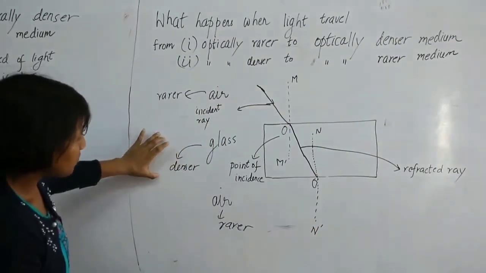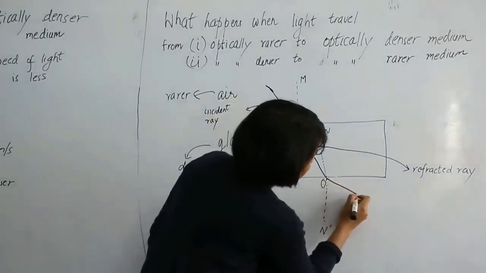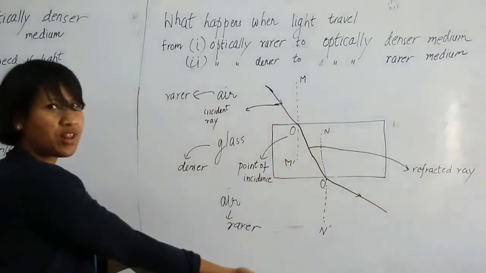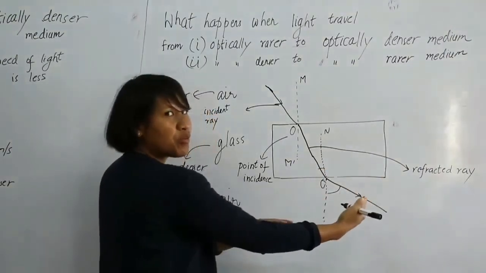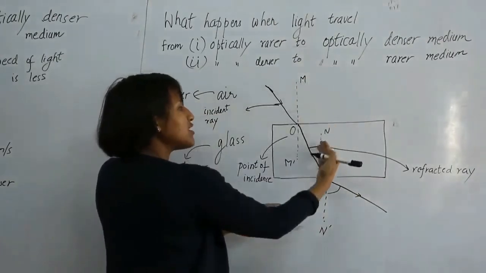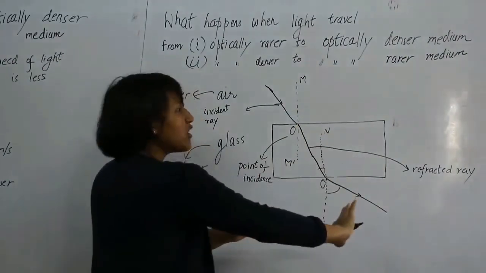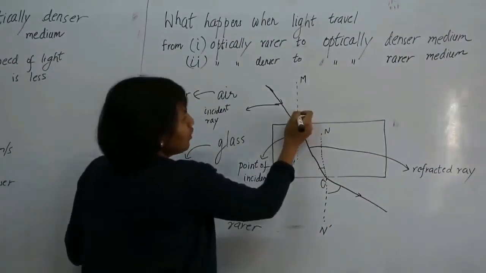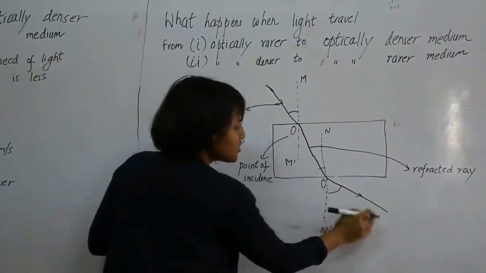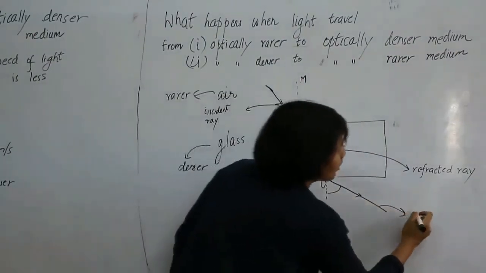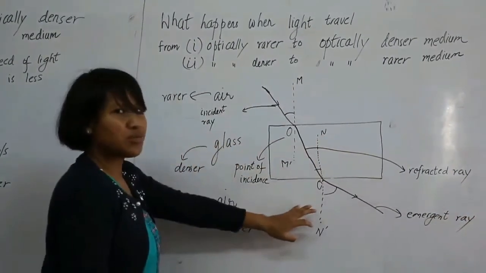However, when it travels from denser to rarer, the ray of light will bend away from the normal. You see here the angle, it will be quite far away from the normal. So always remember, from rarer to denser, towards; from denser to rarer, away from the normal. Then this ray is called the emergent ray.